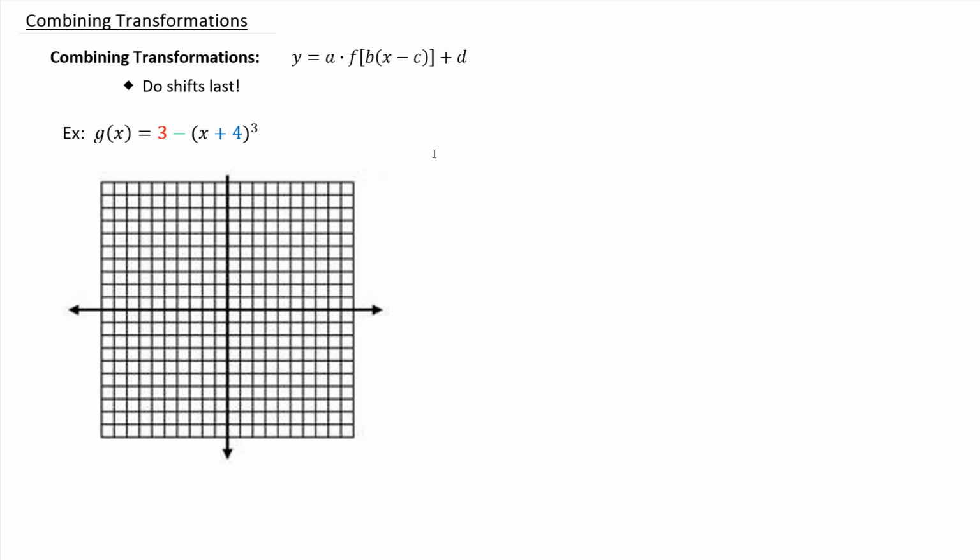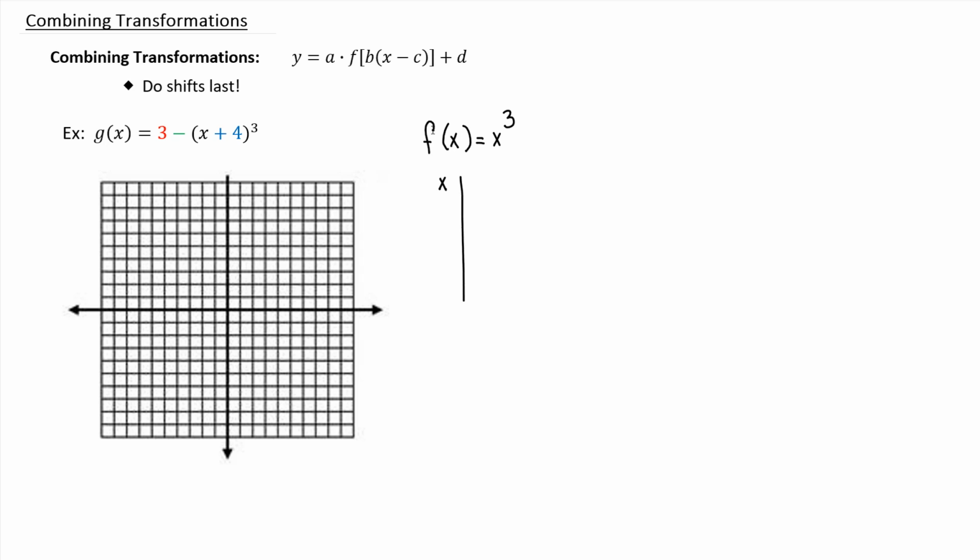And so if we look here at our g of x equals 3 minus (x plus 4) cubed, you can see in black here that I have that x cubed piece. Well, that's our parent function f of x. So f of x is x cubed. So if we're going to graph by transformations, that is our starting point.